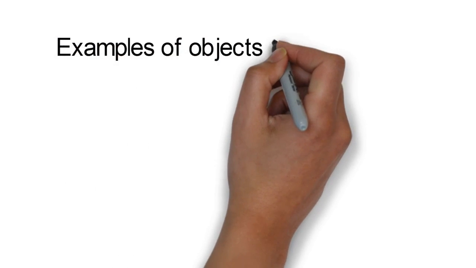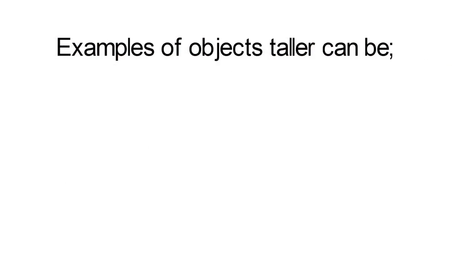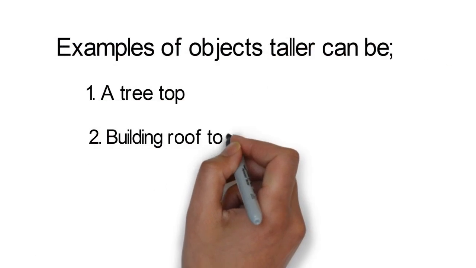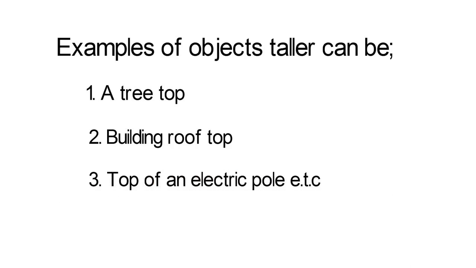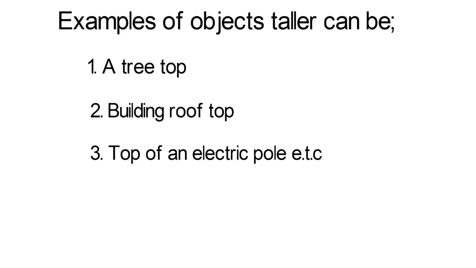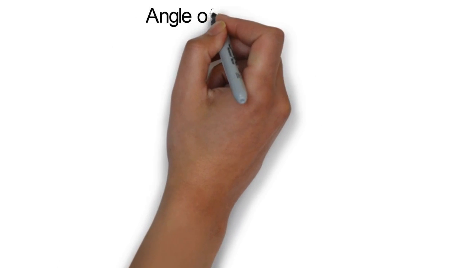So examples of objects taller than you can be a treetop, a building rooftop, and the top of an electric pole. In viewing this, you have to raise your head. In sighting this, you form an angle called angle of elevation. Do you get that? So let's look at angle of depression.